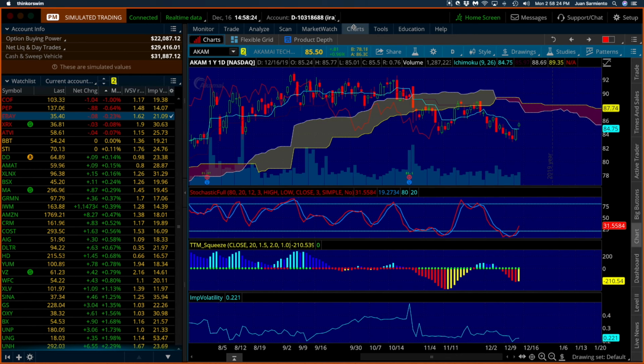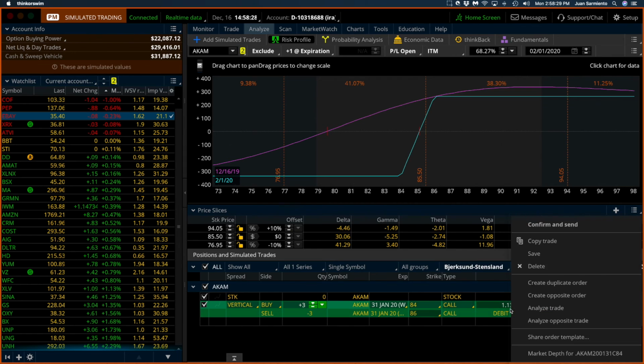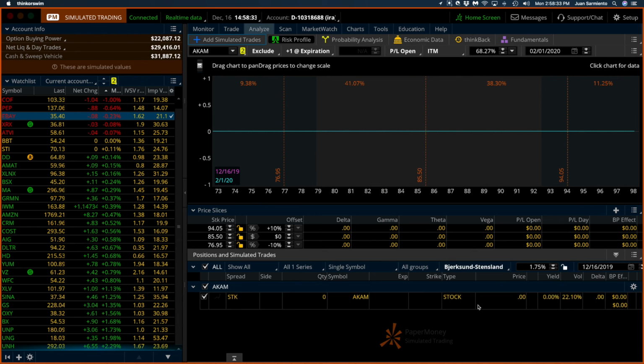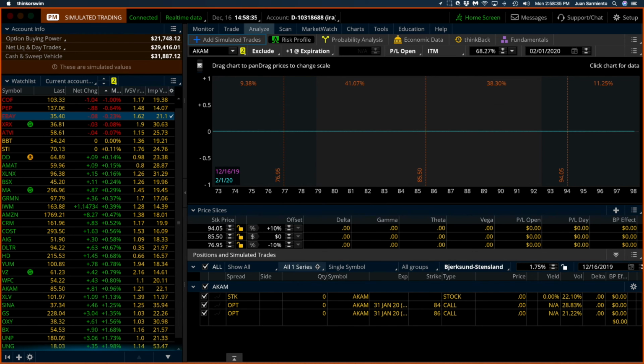And this is what the chart looks like. Bullish in my mind. Confirm and send. And we're going to enter that for a risk of $329.